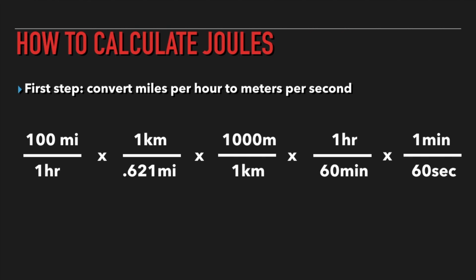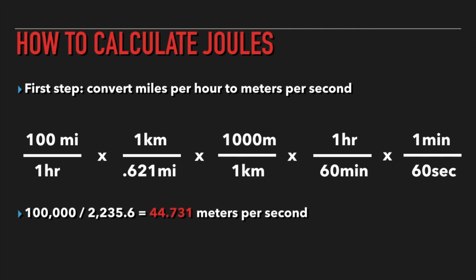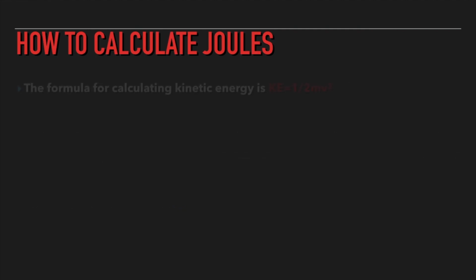So if we multiply these numbers here, 100 times 1 is 100, times 1,000 is 100,000, times 1 times 1. And then on the bottom, we end up with, I can't do that in my head, but it's 2,235.6. So the velocity of the baseball is 44.731 meters per second. Good. Now it's in a form we can actually use.